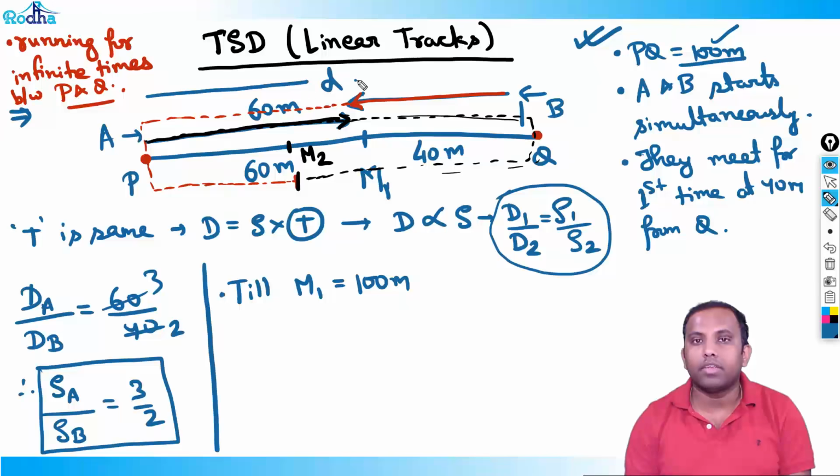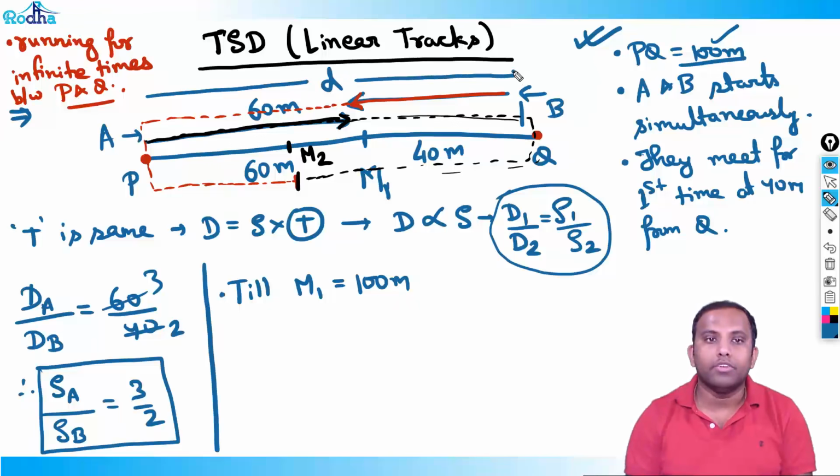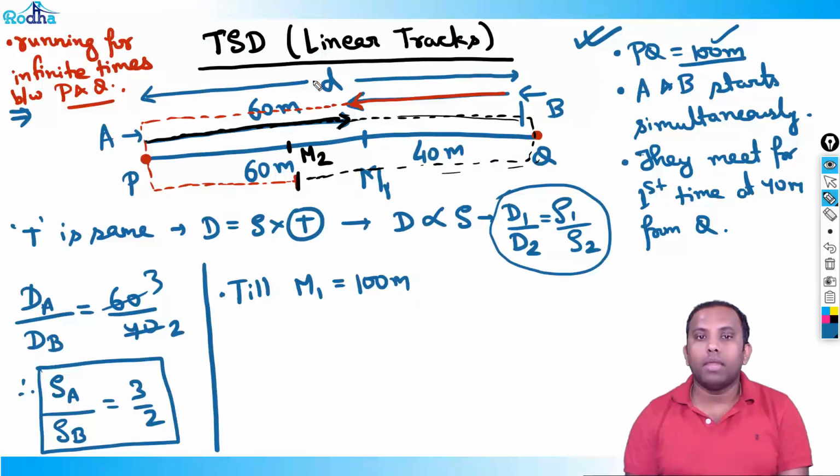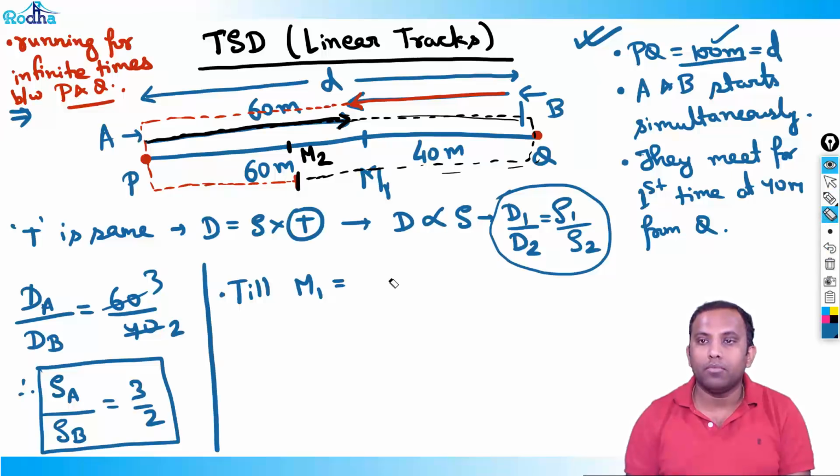Right? Let's generalize it, not for any 100 meters. For the time being, let's say the track length is D. That means 100 meters equals D, so I should write D here. Till M1, they have covered a combined distance of D.